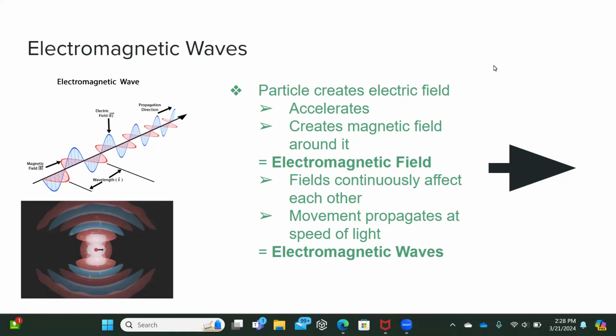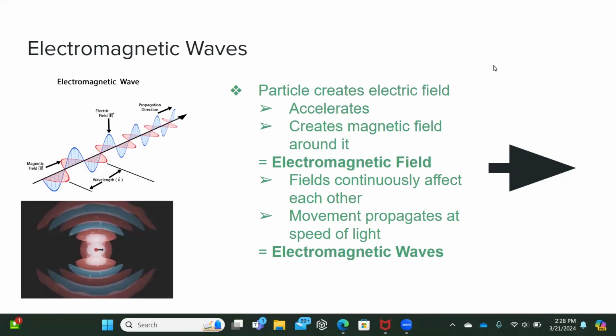Beginning with the upper one, we can note that the two fields are at a 90-degree angle from each other, with, in this specific image, electric field colored blue and magnetic field colored red. And together, we see them propagate outwards.